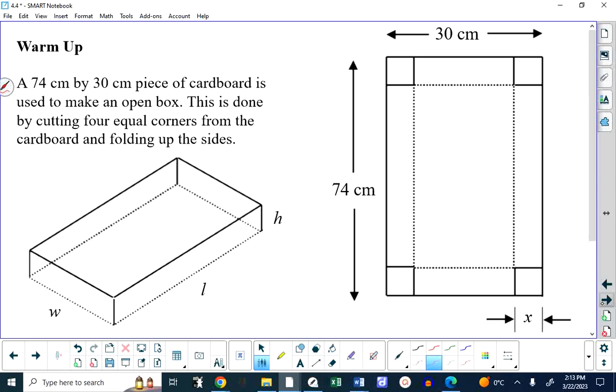You're going to have a written response question in the week that we get back that's a little bit more complicated than this.